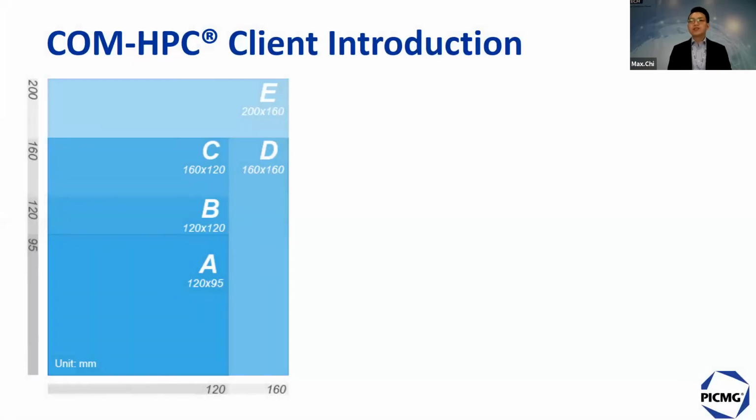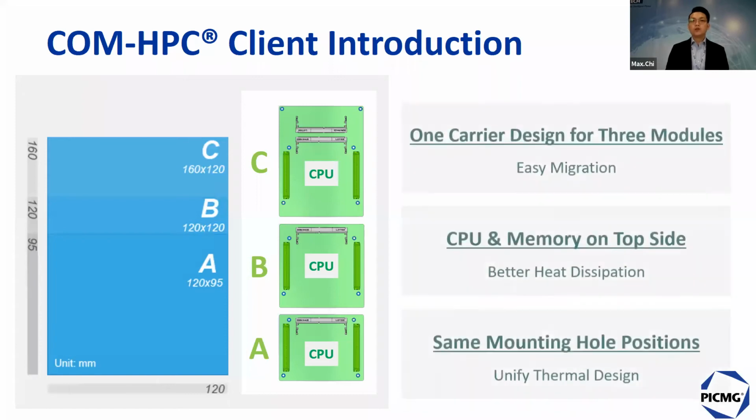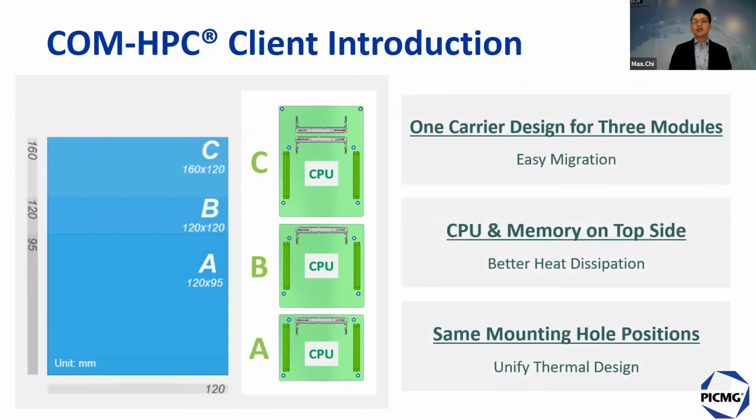Okay, let's move to the main topic today, the COM-HPC client introduction. COM-HPC has 5 sizes, but COM-HPC client only uses 3 of them: sizes A, B, and C. As you can see here, all 3 sizes have the same screw locations and board connector positions. So with one carrier design, you can use 3 different kinds of modules. It's flexible and easy for migration.